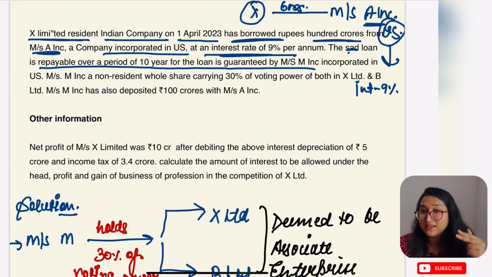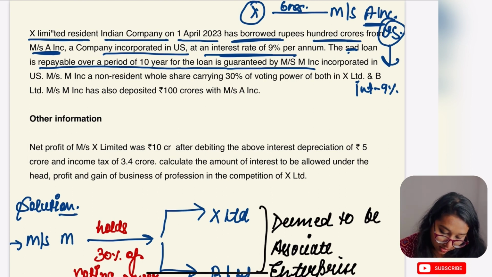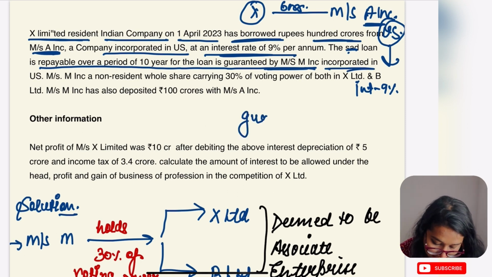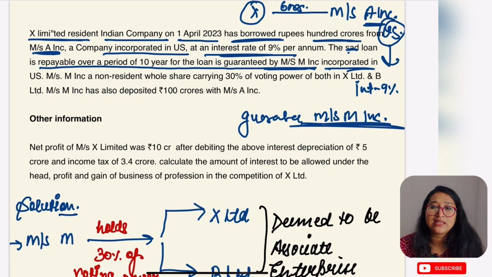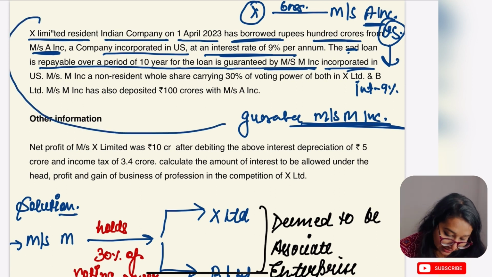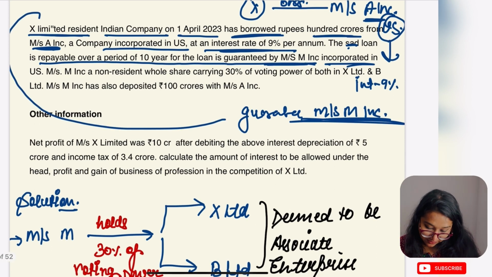The loan is guaranteed, as I said, this is the second para, second point. Let's see which point is here. So it is repayable over a period of 10 years, and the loan is guaranteed by M Incorporation. So the guarantee is given by M, and we have to find out who this M is. Let's take it as M Limited. Who is this M here? Is it an associate enterprise of X? Let's find out.